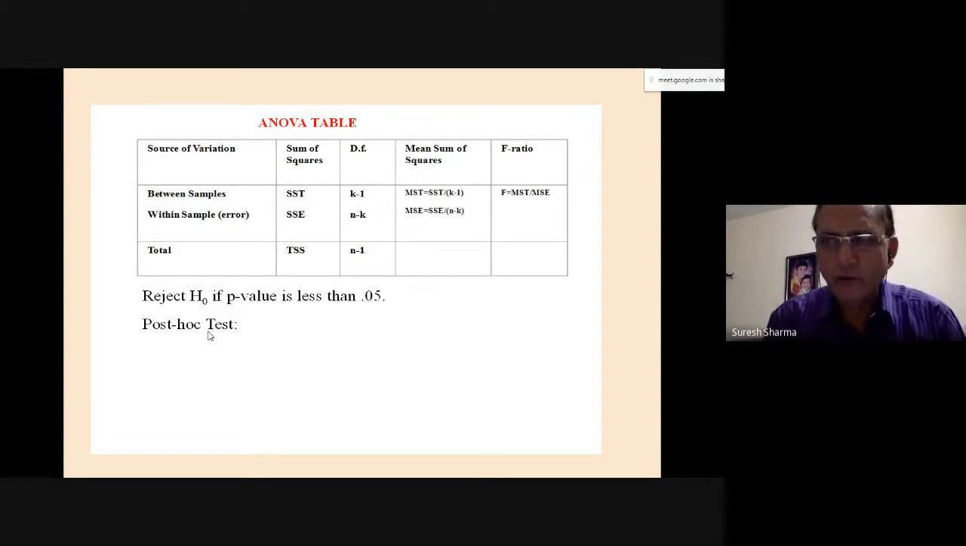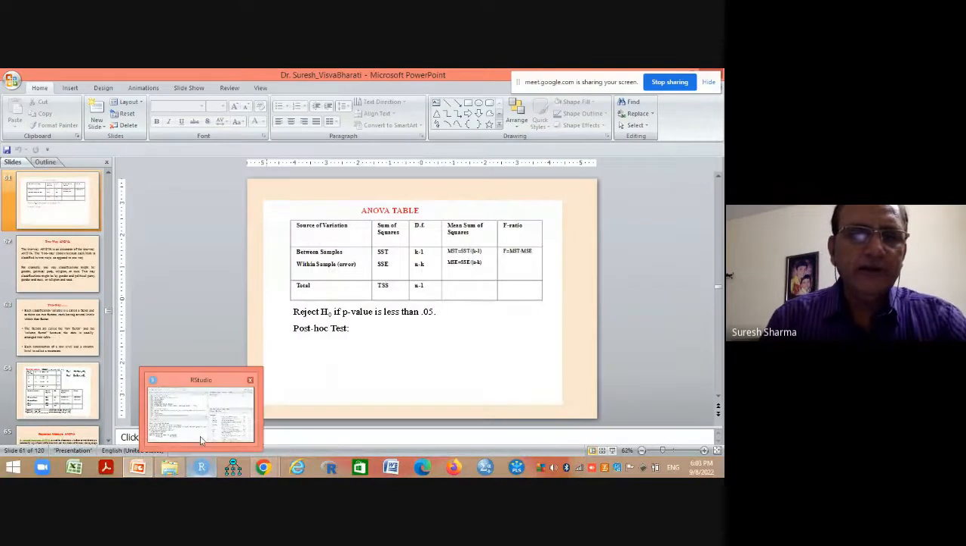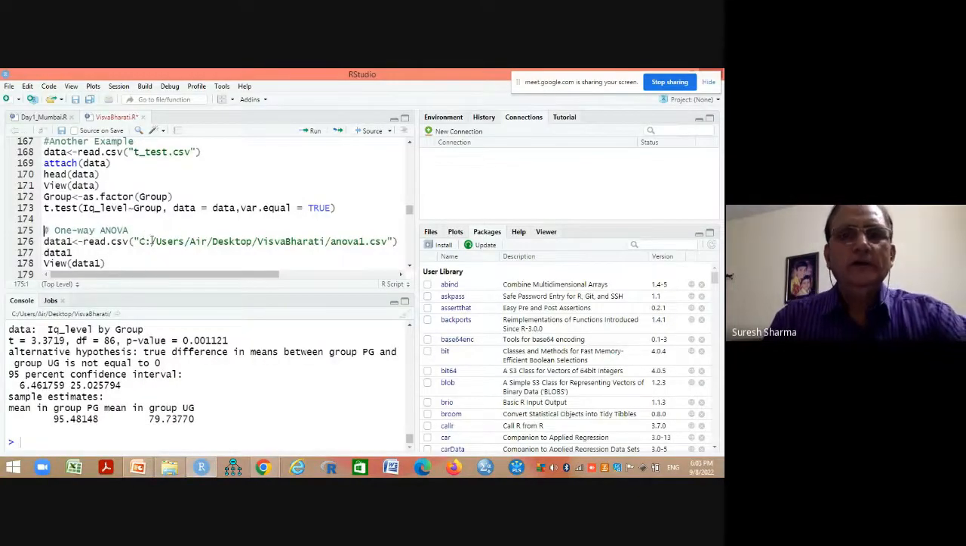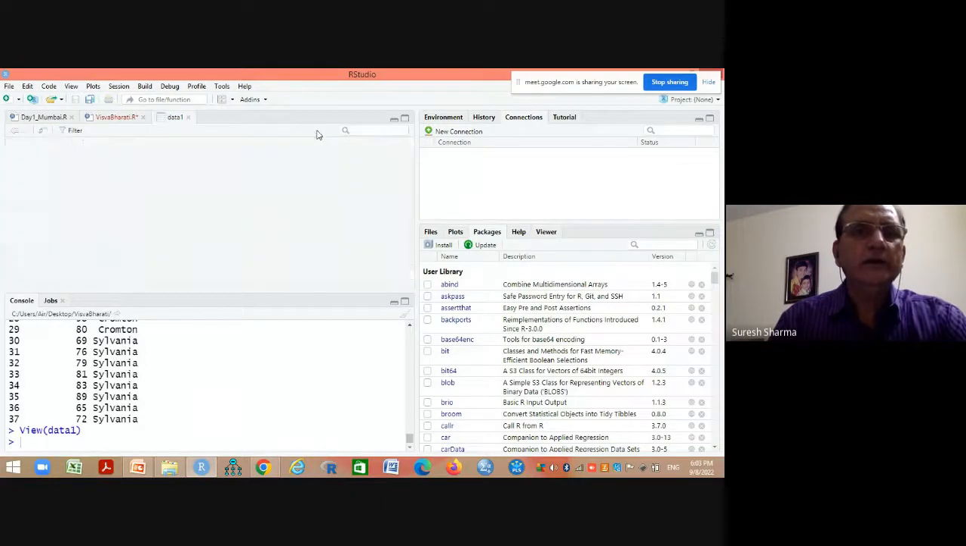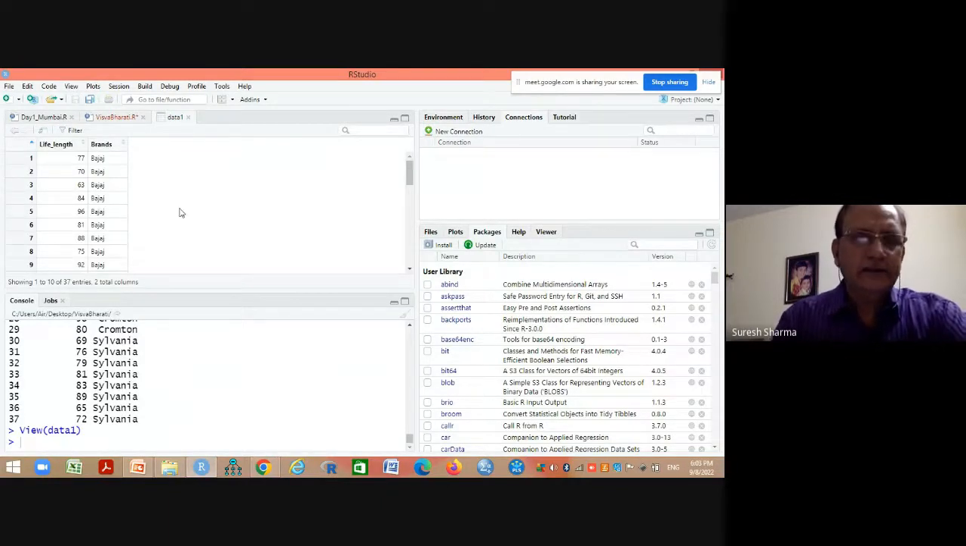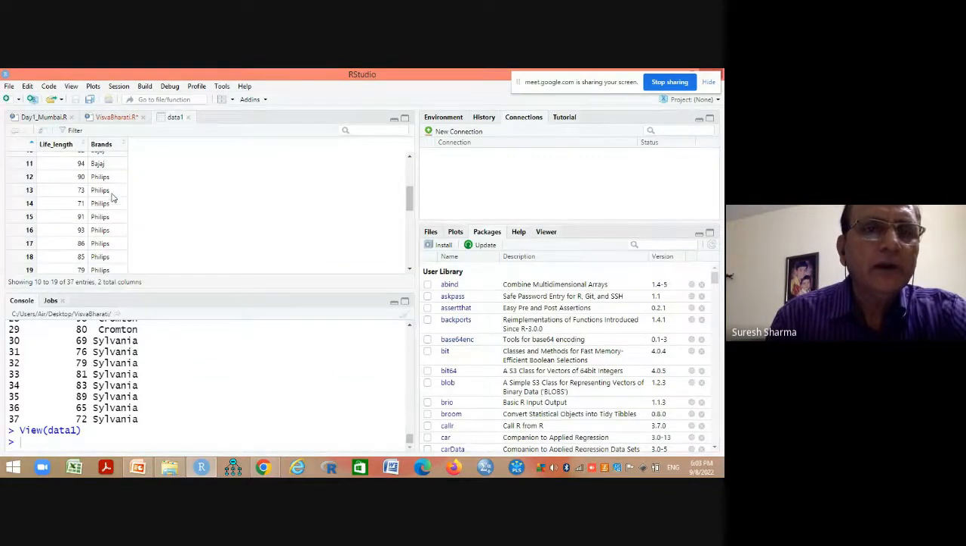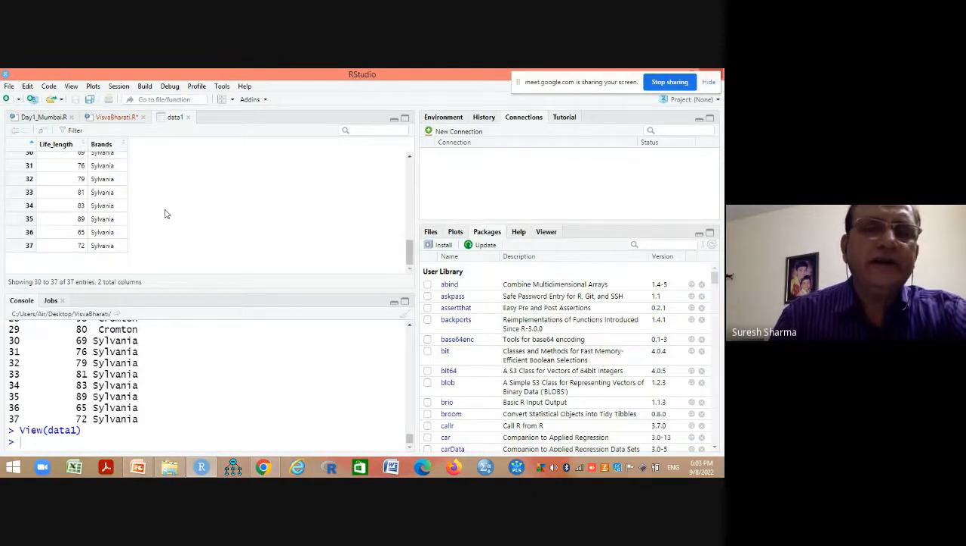So I'll give you a demo before moving on to two-way ANOVA. So let me open the R file. This is one-way ANOVA. So let me read the file. The file is named ANOVA 1. And I'll view the data and show it to you. This is the data. So let's view the data, then you will be more clear. This is our data. How many brands are there? Let me check. One brand is Bajaj. Another one is Philips, Crompton, then Sylvania. There are 4 different brands.